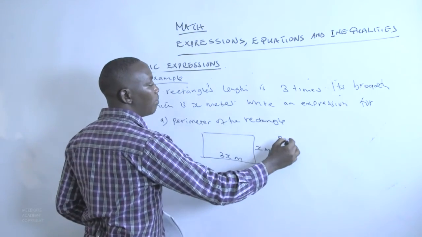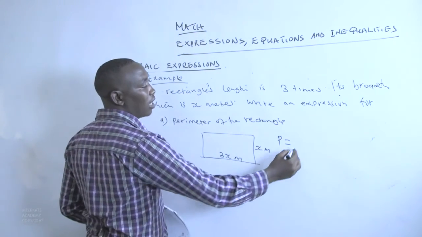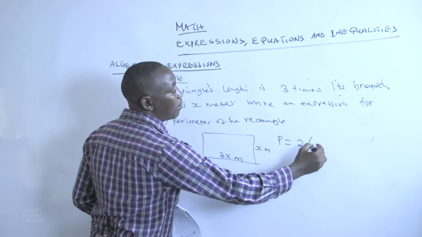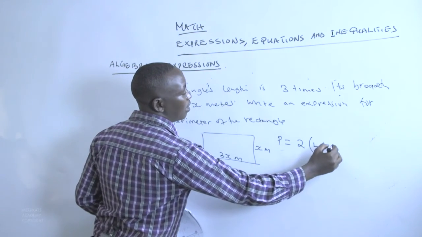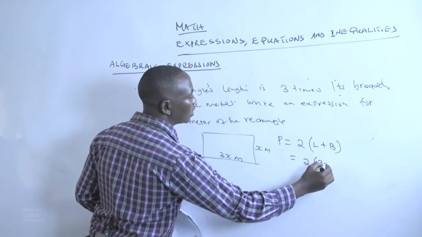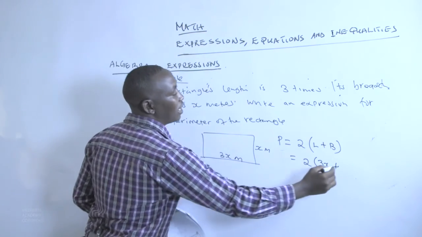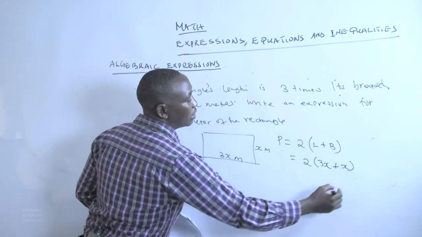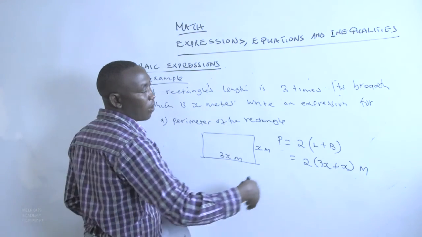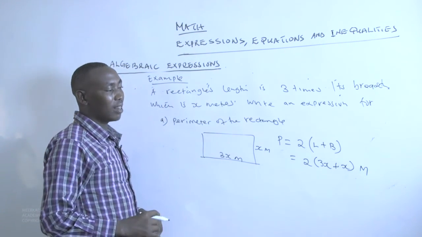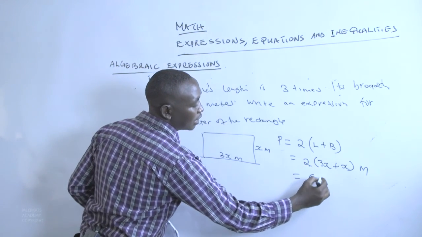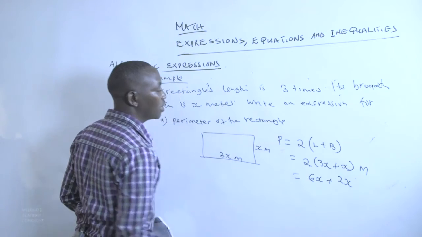And for us to be able to get the perimeter of a rectangle, it's normally given by 2 into the sum of the length and breadth. So in this case, we shall have 2 into, our length is 3x meters and our breadth is x meters. So this will give us 2 into 3x plus x. You can leave the answer there, or you can expand that. If you expand this, you'll get 2 multiplied by 3x, which will give us 6x plus 2x.